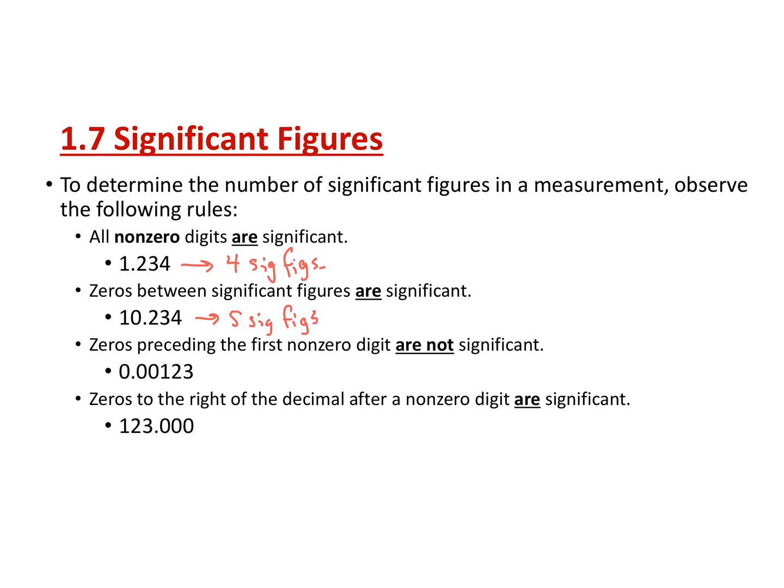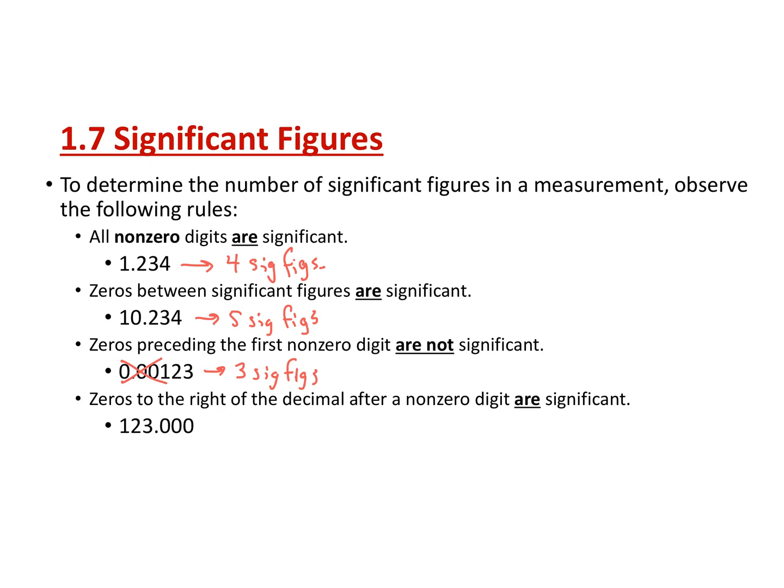Preceding zeros or leading zeros, zeros before a non-zero, are not significant. They are placeholders. So in looking at this measurement of 0.00123, I would only have 3 significant figures.